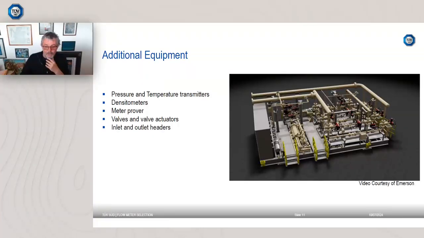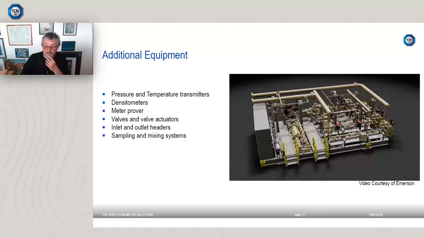Inlet and outlet headers. You can see the pipework on the roof, if you like, of that metering skid, where the fluid comes in and the fluid goes out. This particular example is a viscous crude oil measurement skid. Again, they're heavy, they take up space, and if they're made of exotic materials, they're expensive.